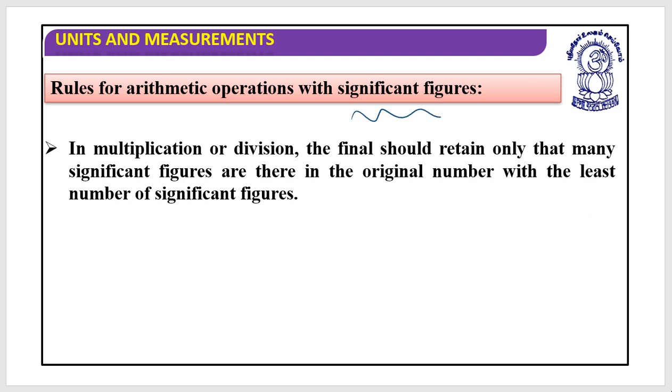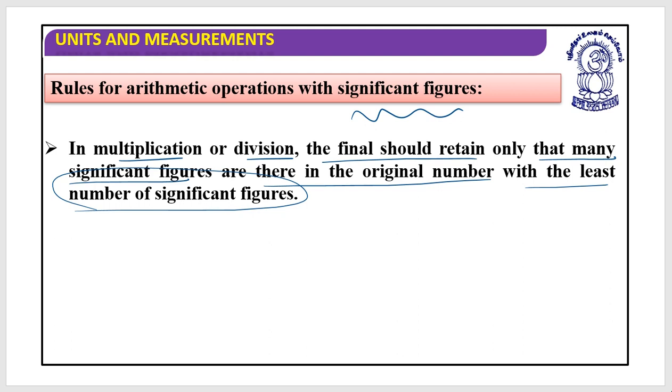Rules for the arithmetic operation with significant figures. When we are going to add something, or subtract something, or multiply or divide something, then I need to apply the rules of significant figures, and then I need to calculate it. So let's first look at multiplication or division. When I perform a multiplication or division, the final answer should retain only as many significant figures as there are in the original number with the least number of significant figures.